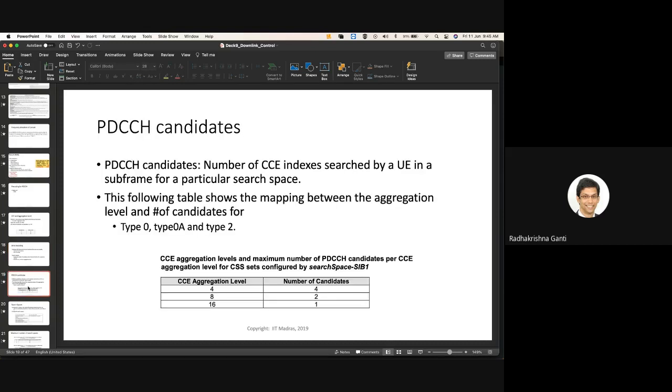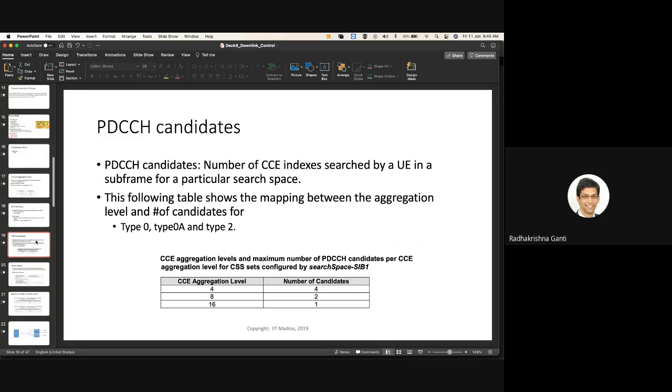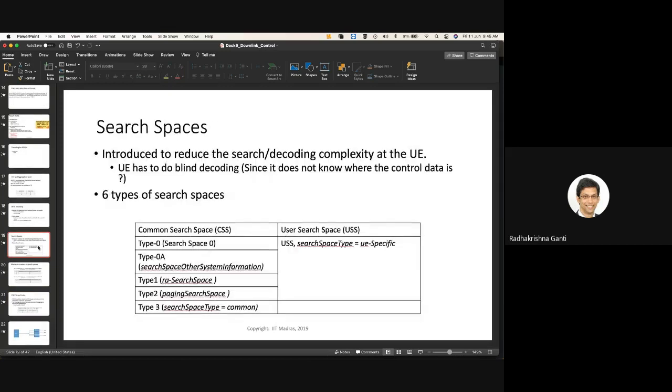Okay, to understand this, let's understand a little bit of PDCCH. Let's start. Okay, so there are 6 types of search spaces. There are two broad categories. One is called the common search space, and the other is called the user search space. The common search space has 5 different types of search spaces, and the user search space has only one search space.